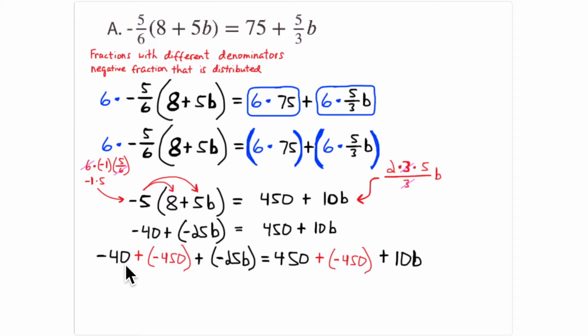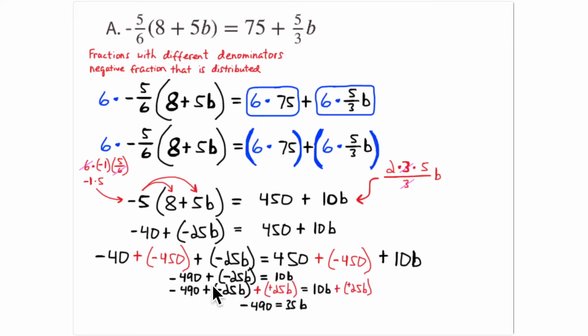And so this negative 40 plus negative 450 is going to become a negative 490, plus, and you see where this negative 25b is going to then go over to this side and become a positive 25b. Because what you're going to do to get rid of that negative 25b is add the additive inverse to both sides. Well, the additive inverse of a negative 25b is a positive 25b. Add that positive 25b, and so this becomes 10b plus 25b is 35b.